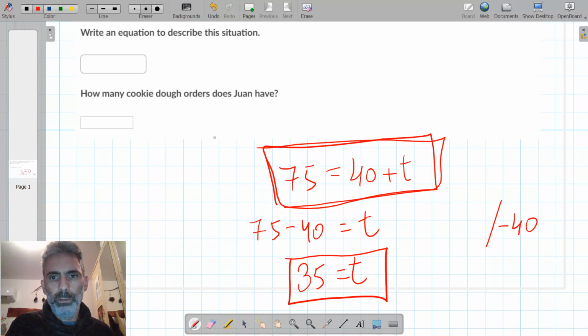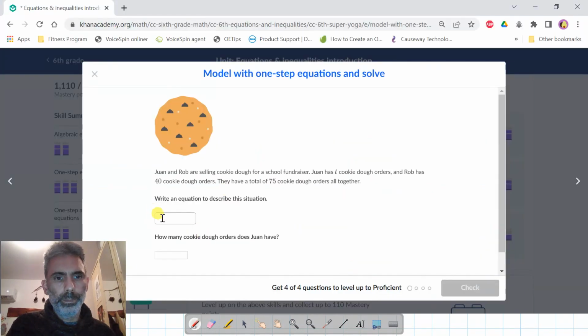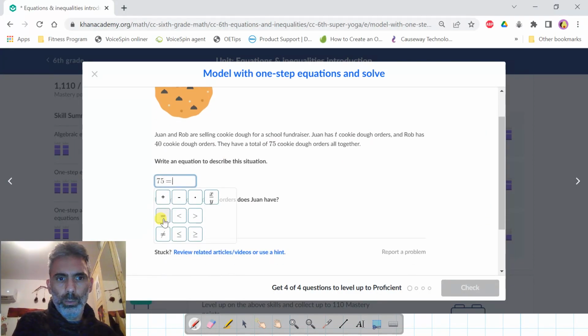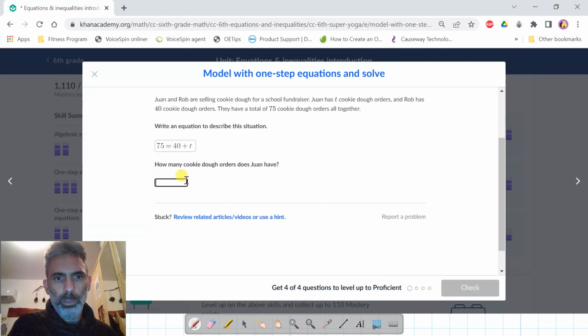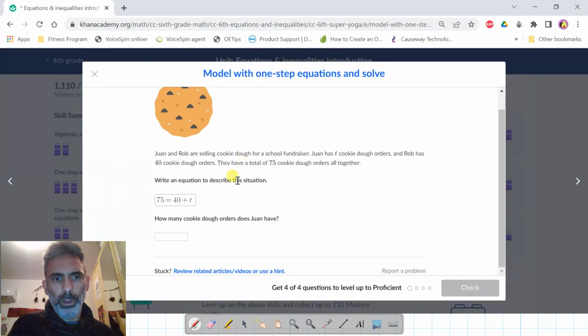Okay, 75 equals 40 plus t. And how many cookie dough orders does Juan have? 35.